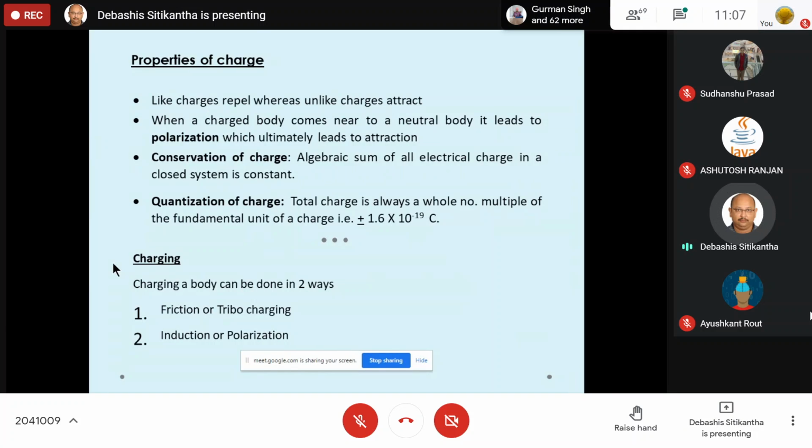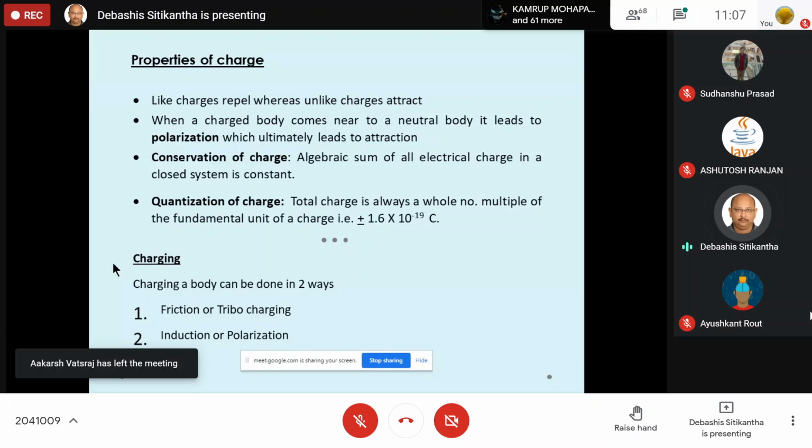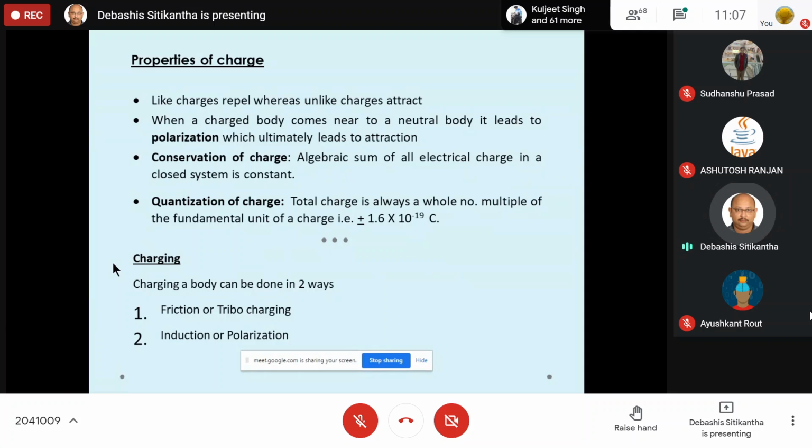So why do like charges repel and why do unlike charges attract? Physically we will try to understand and prove this when we study electric lines of force. We can prove that like charges repel and unlike charges attract once we cover the electric field lines. So remind me when we study that particular chapter, and I'll explain why like charges repel each other and unlike charges attract each other. So the first property we have already studied.